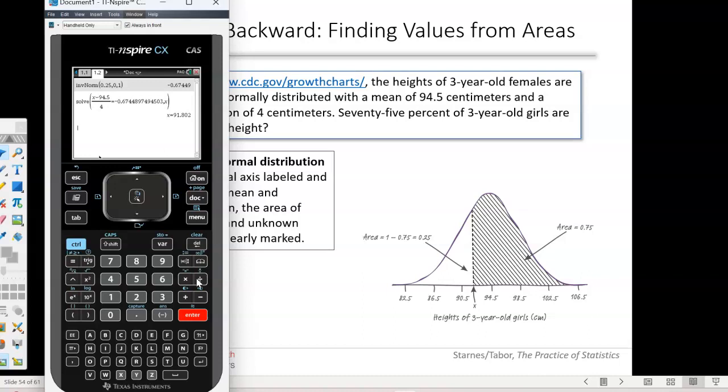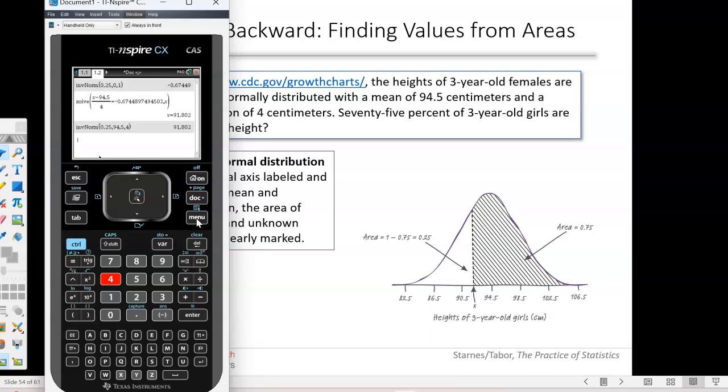That's called standardizing it. But you can actually just go to Menu, 6, 5, and then 3, again, as inverse norm. And this time, I'm going to say the same 0.25. But now I'm going to actually just choose to put in the mean and standard deviation for this particular data, 94.5. And then the standard deviation, I think, was 4. And it gives you the answer right away.